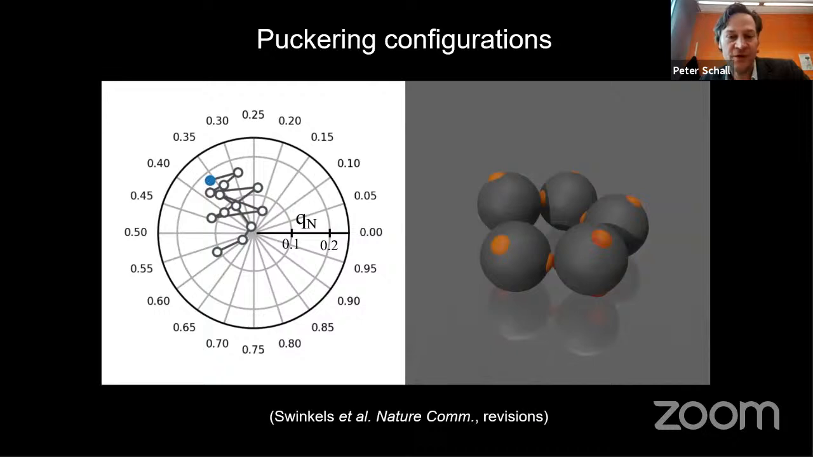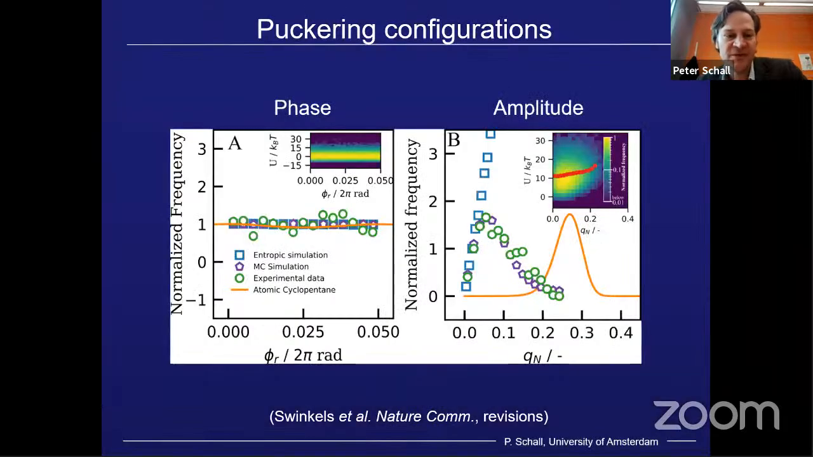We did a little bit of statistics about this, plotting the frequency of occurrence as a function first of this phase angle, and of course this curve is flat because there is no preference for any. It's what you would call a pseudo rotation, which means it doesn't really matter. It has no activation barrier. It can just essentially pucker around the whole ring.